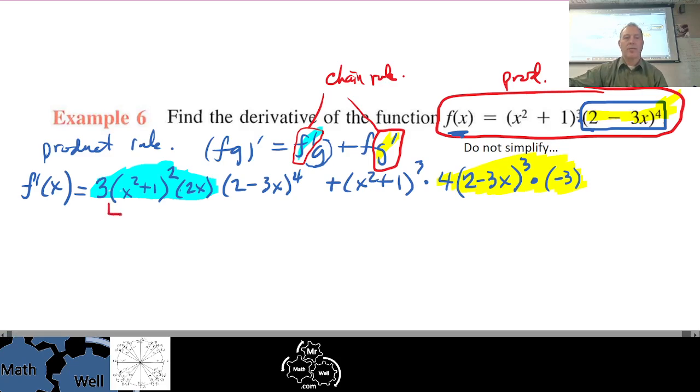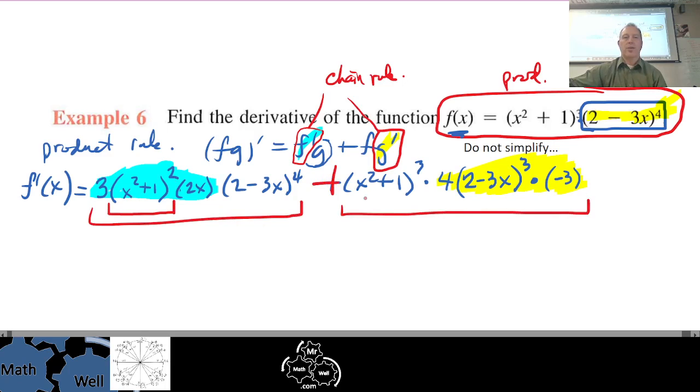I have a common factor of (x squared plus 1) to the power of 2. That is common to both sides. Remember, it's separated by the plus. So this is one large term, this is one large term. This is a common factor right here. So I can take 2 of these out and pull them out front. Then I look along here and I've got 2 minus 3x. That shows in both. And I have at least 3. So (2 minus 3x) to the power of 3 is a common factor.